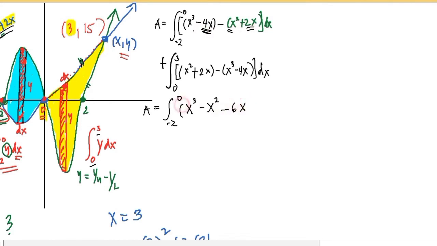Okay? And this would be dx. For the second integral, the limit is from 0 to 3. So, for the x cubed, that is negative x cubed. And for the next term, that is plus x squared. Then negative times negative, so that would be positive 4, then plus 2, that would be plus 6x. And this is dx. Okay.